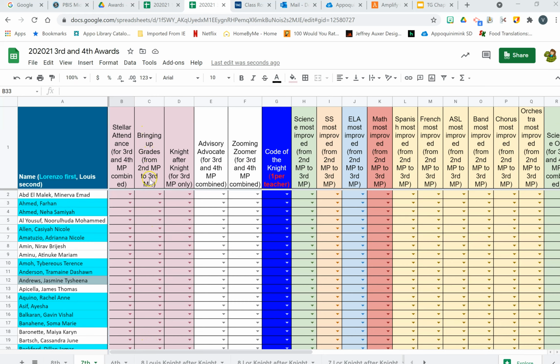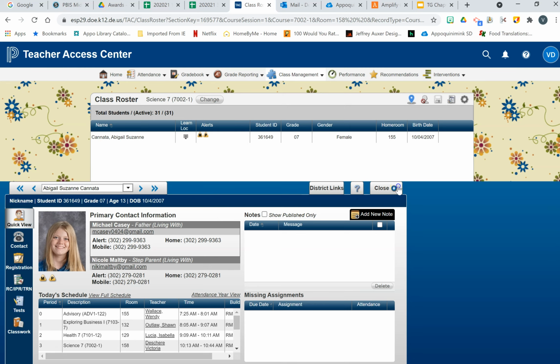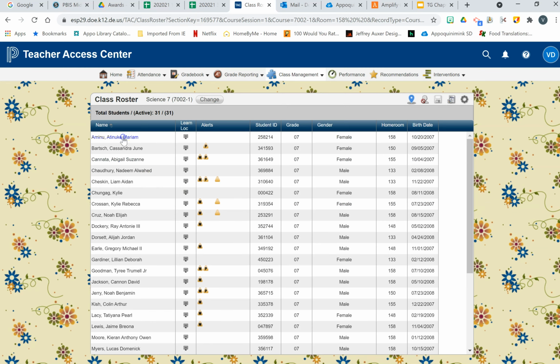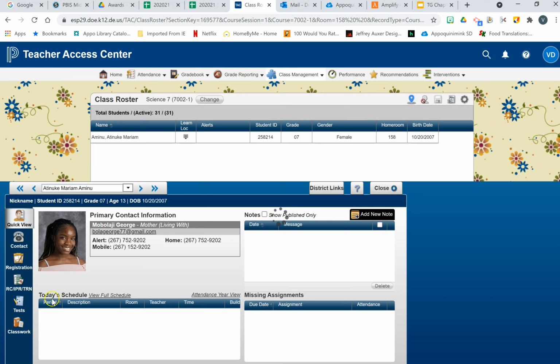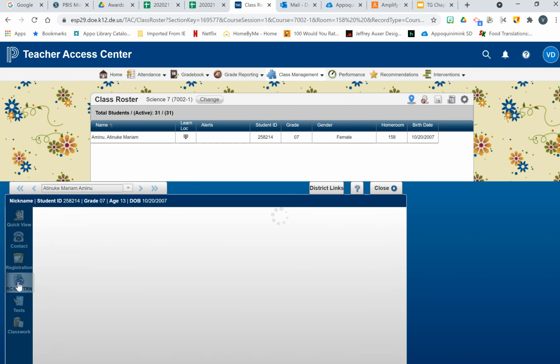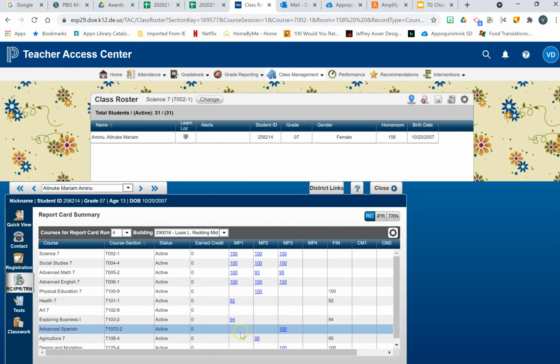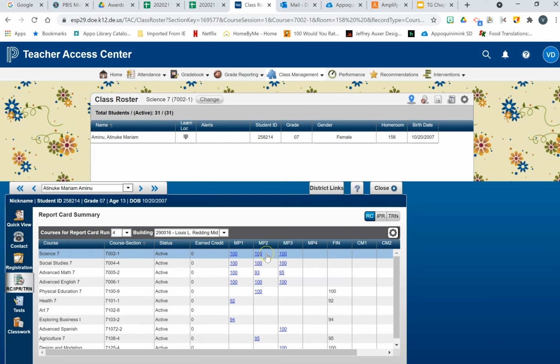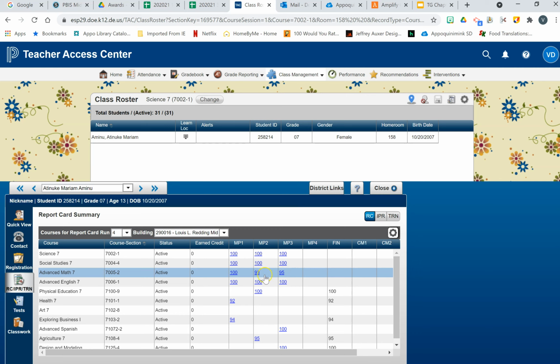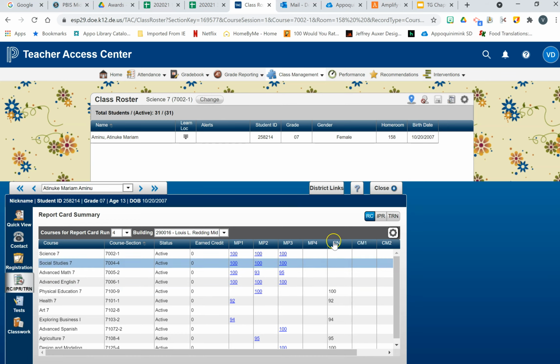To input bringing up grades. Again, it is that first class. You're going to go student by student. You are going to click their report card, and you are going to look from third marking period to second marking period. They have to keep it consistent, go up in one, and not drop. So Adenuke went up in one of her classes, and all the rest did not drop.